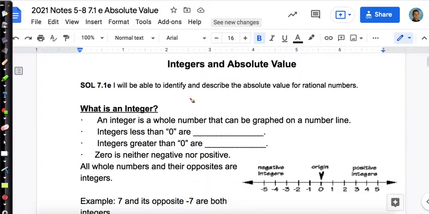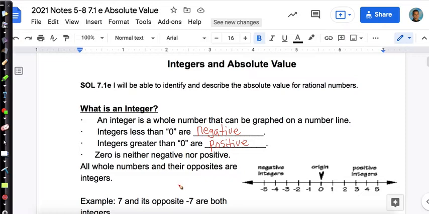So what is an integer? An integer is a whole number that can be graphed on a number line. Integers less than 0 are negative, and integers greater than 0 are positive. And then 0 is neither negative nor positive.